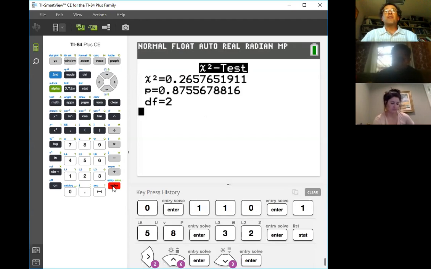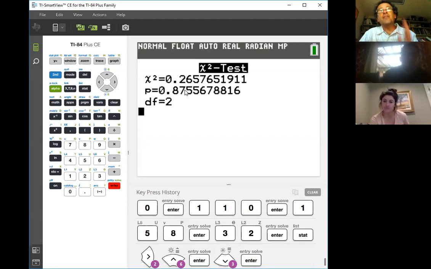Any questions so far? All right, notice that the chi-squared is 0.2658 or so, and the p-value is 0.89 or so, 8756 if you were sticking in the computer. So what do you think with this p-value? What does that tell you? It's huge. And when it's huge, what do you do? You fail to reject, exactly.